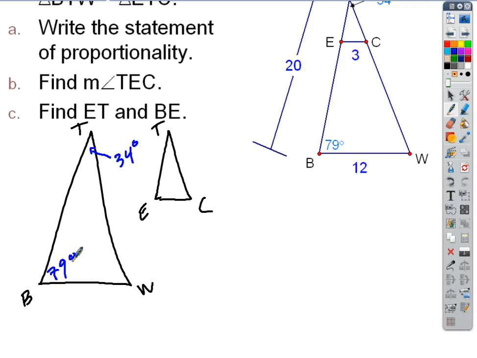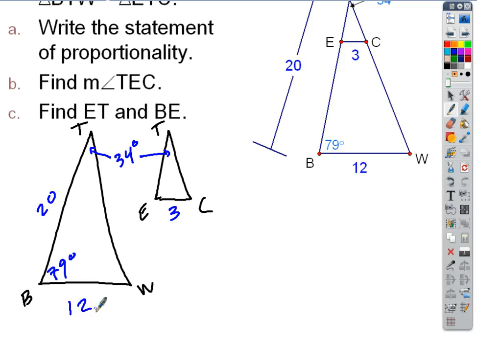Okay, so what's the measure of that angle right there? 34, sure. Because they're the same angle, aren't they? They share the same angle, right? So let's write in the side lengths too. We know that this is 3. We know that the whole thing is 20. Okay, and this is 12.